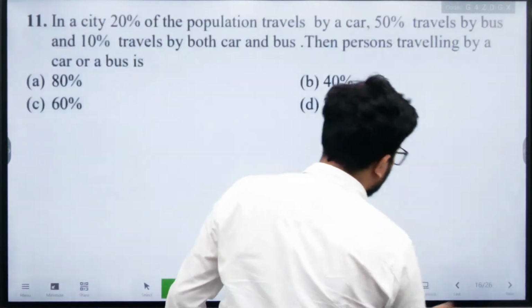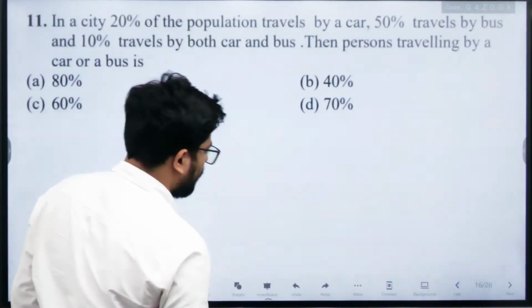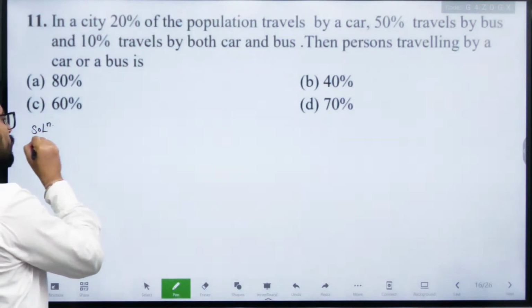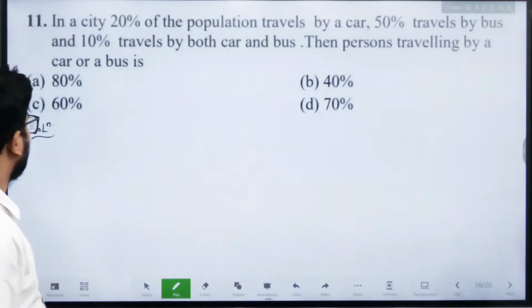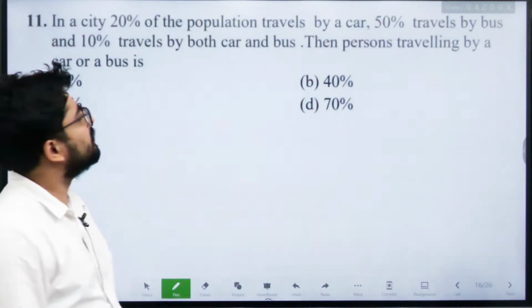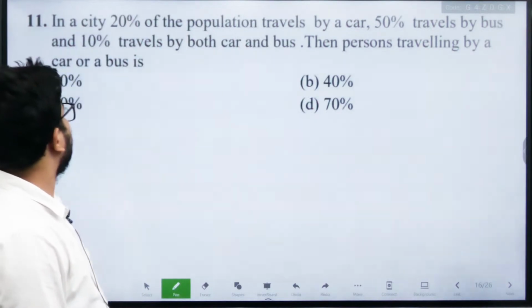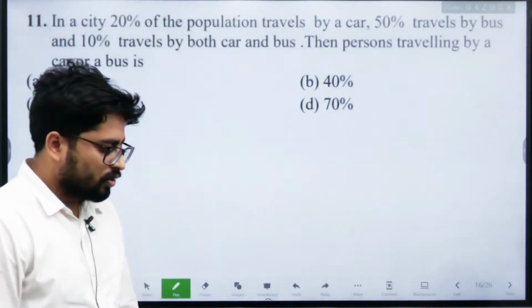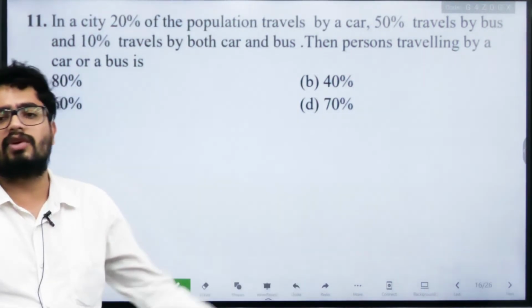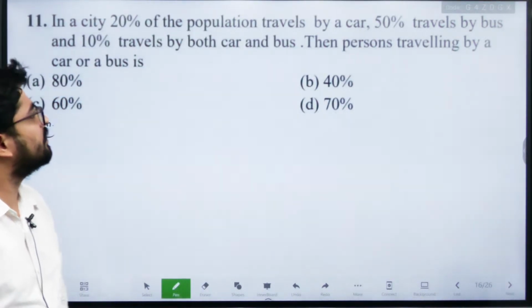Now next is your single correct MCQs. Okay, so in a city, 20% of the population travel by car, 50% travel by bus, and 10% travel by both car and bus. Okay, so the person traveling by a car or a bus is what? So here, for simplicity, let us assume in that city you have only 100 people. Yes, the population of your city is 100.